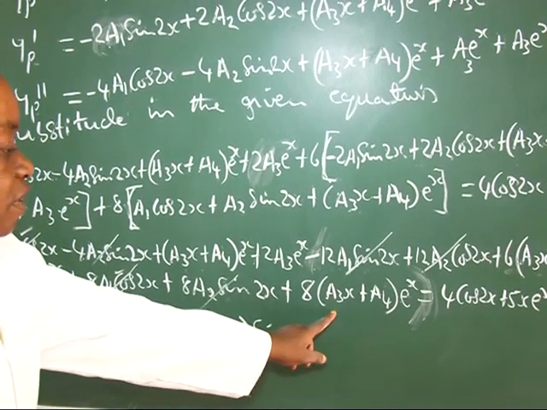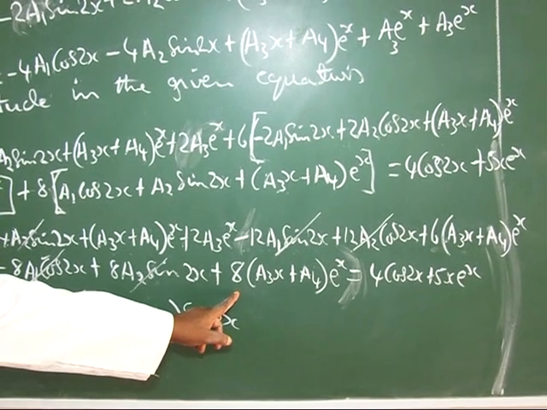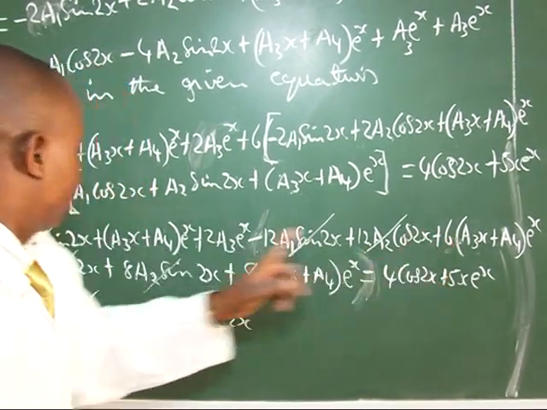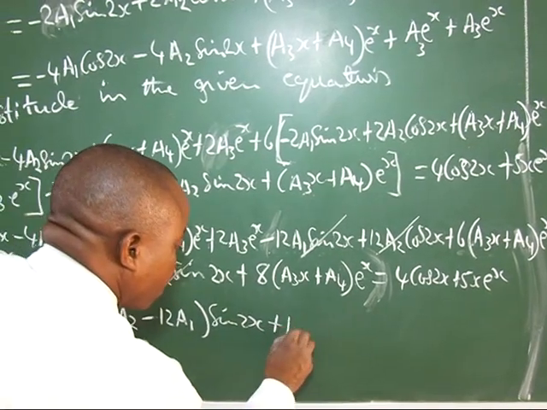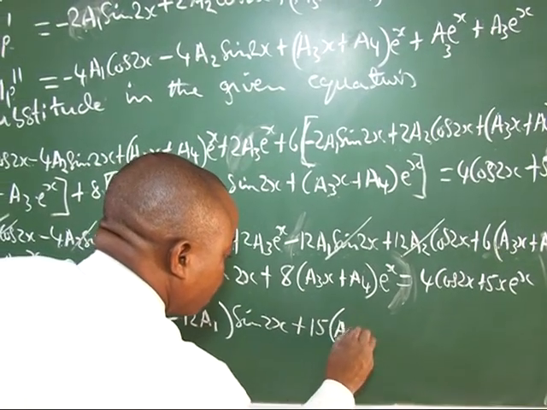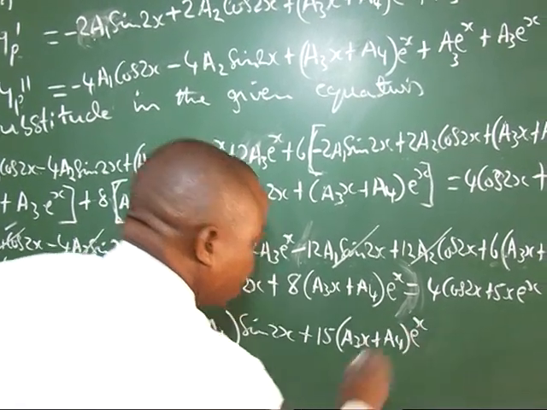Now we have another one here. This is 8. So if you add here, we have 15. And this is 8 plus this 14 plus this, we have 15. So we can write plus 15 a3x plus a4 exponential x.